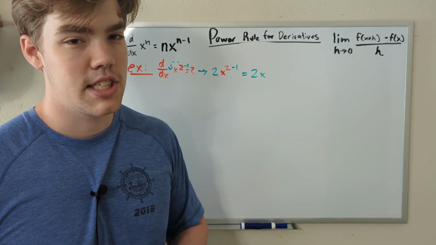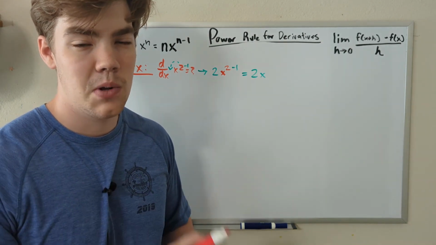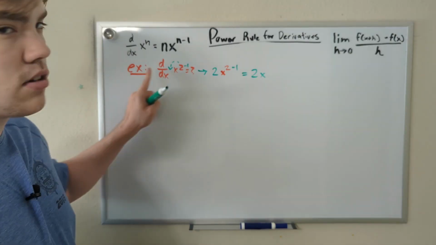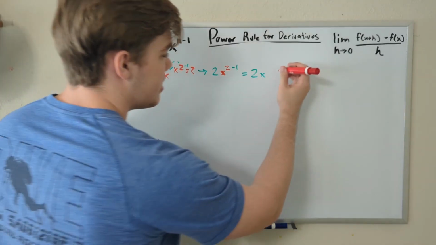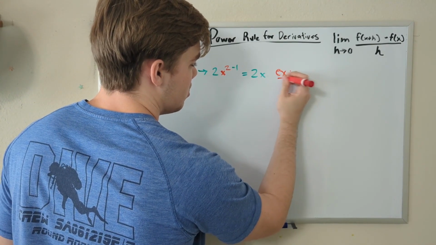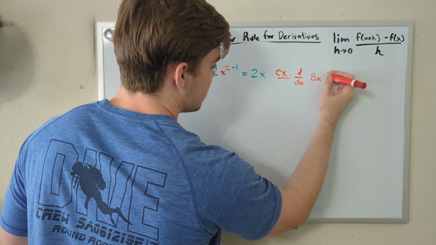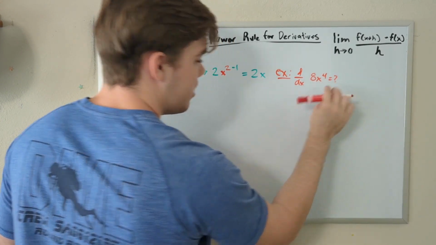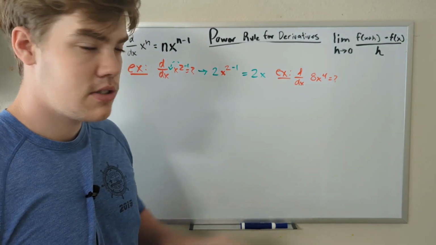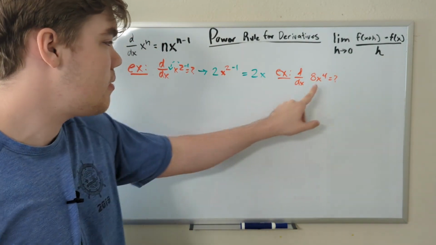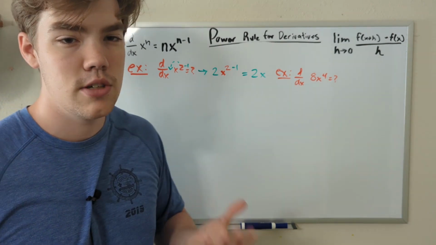Let's do some more difficult examples for different situations, because the power rule is a lot more useful than you might think. And of course, the rule will be here in case you ever need it. Example number 2. Let's find the derivative of 8x to the 4th power. What is this derivative? Now, the only real difference between this problem and this problem is that we have a coefficient already. So what do we do there?